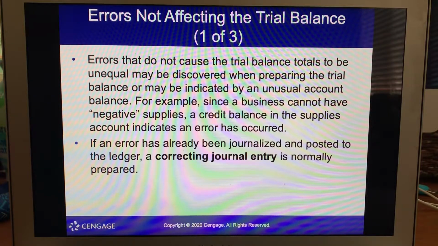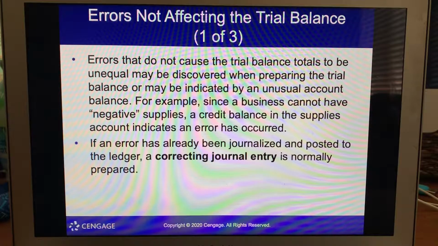Errors that do not cause the trial balance totals to be unequal may be discovered when preparing the trial balance, or may be indicated by an unusual account balance. For example, since a business cannot have negative supplies, a credit balance in the supplies account indicates an error has occurred. So what that means is, in your T account, if you have a negative, then you did something wrong.